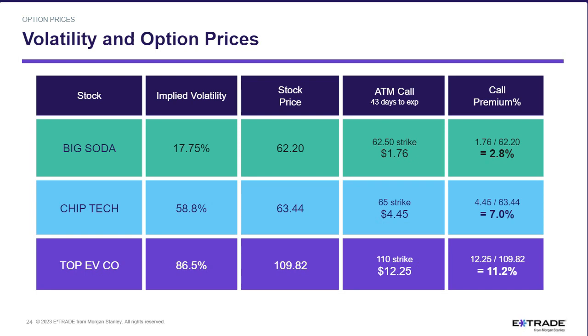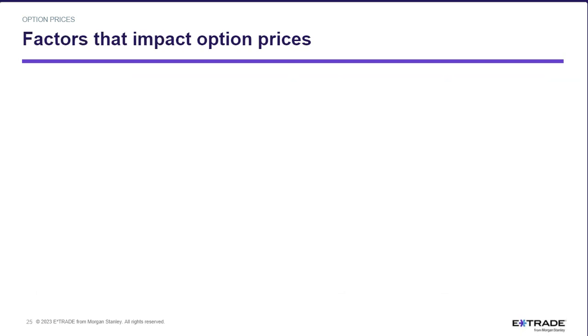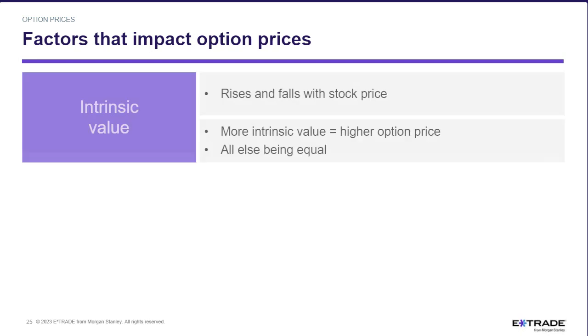One of the little intricacies of option prices. So let's summarize. What are these things that come together that make option prices move? Well, the first one is intrinsic value, a pizza coupon, right? And this is very directional. The price of options will rise and fall with the movement in the stock price. The more intrinsic value, the higher the option prices, all else equal, of course.